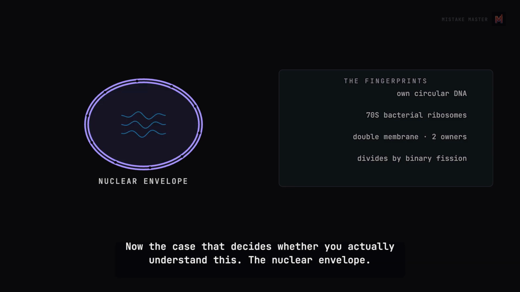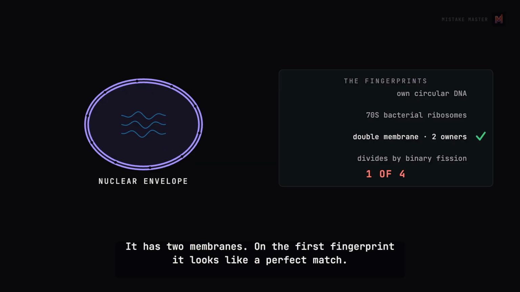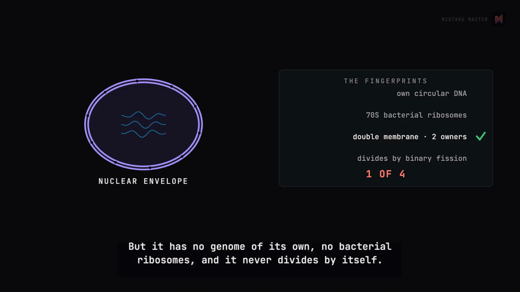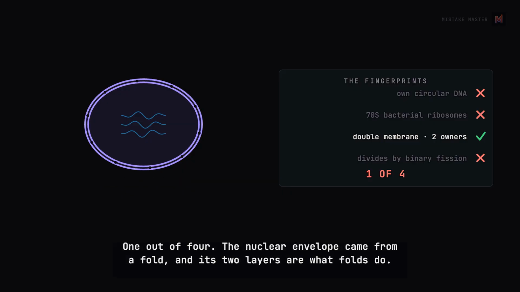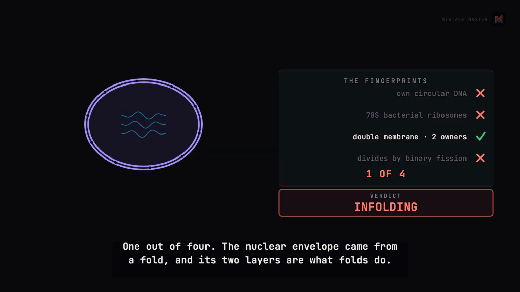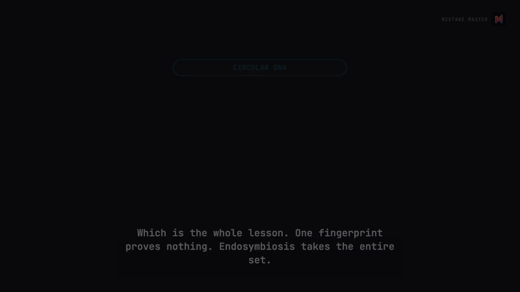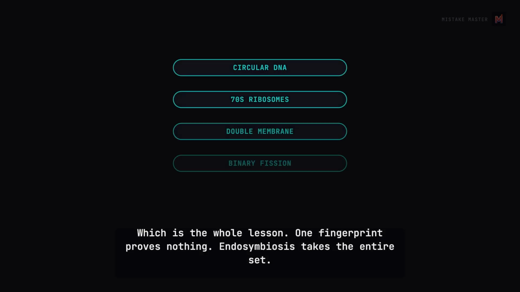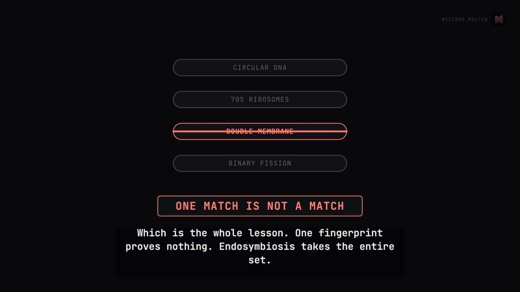Now the case that decides whether you actually understand this. The nuclear envelope. It has 2 membranes. On the first fingerprint, it looks like a perfect match. But it has no genome of its own. No bacterial ribosomes, and it never divides by itself. 1 out of 4. The nuclear envelope came from a fold, and its 2 layers are what folds do. Which is the whole lesson. One fingerprint proves nothing. Endosymbiosis takes the entire set.